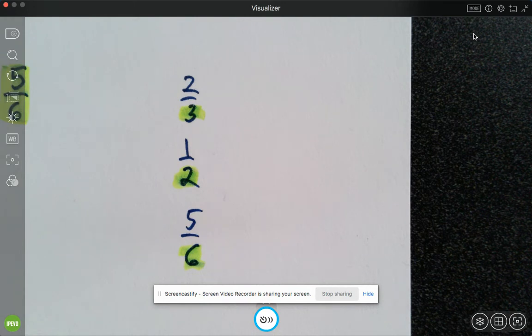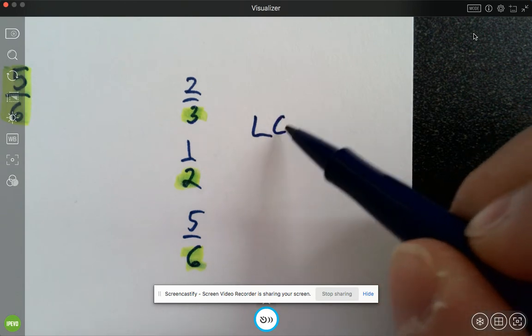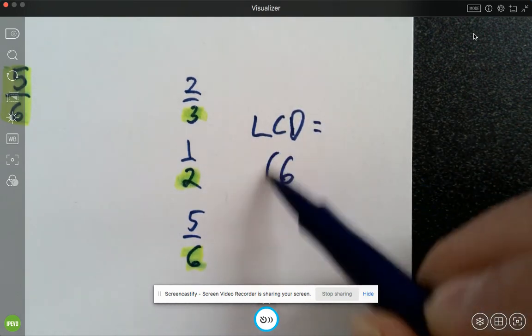Can anyone, I'll pause the video. Can anyone tell me what the least common denominator, the smallest number that 3, 2, and 6 go into, is? Yeah, the LCD is 6.